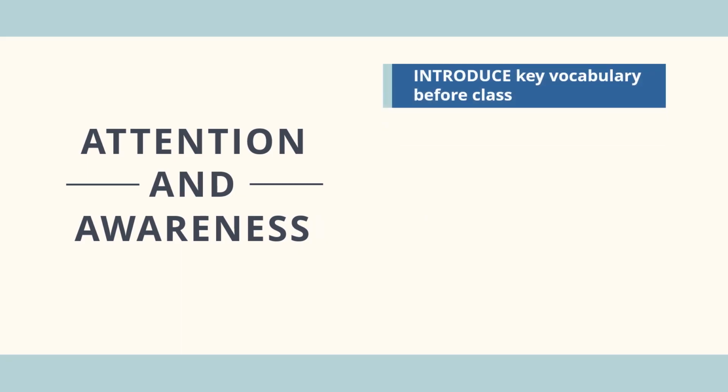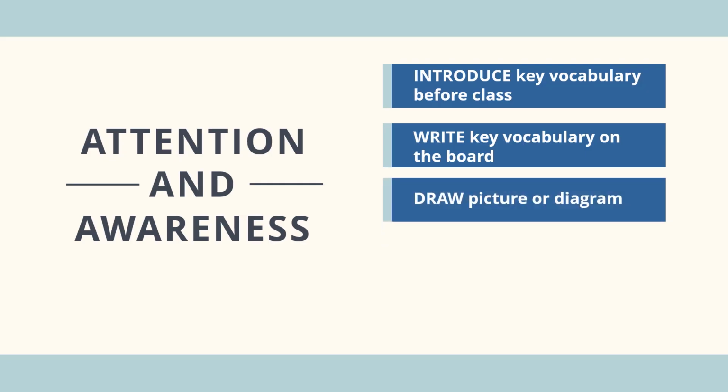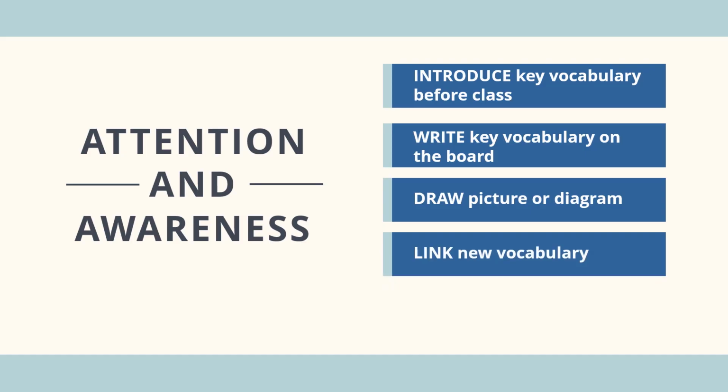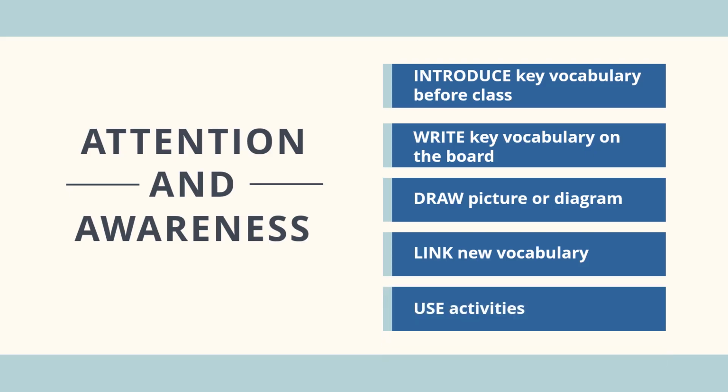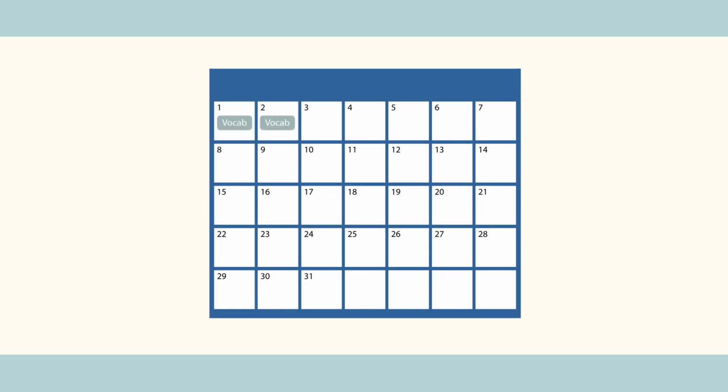You can introduce key vocabulary before you start teaching and ensure the meaning is understood. Write key vocabulary on the board as it arises so students can identify your spoken word with the written one. Draw a picture or a diagram to reinforce meaning. Link new vocabulary with words or concepts previously introduced to strengthen retention, and use vocabulary activities in class to reactivate previously learned words. Once new information has been taught, studies show that reactivating the language at increasing intervals significantly improves retention. So make sure you refer back to and elicit from students previously learned words and concepts throughout the unit.